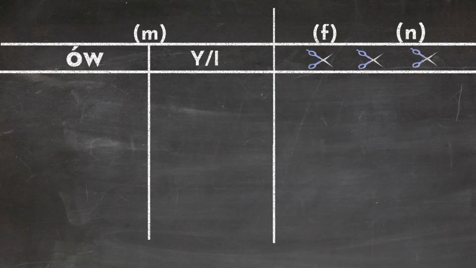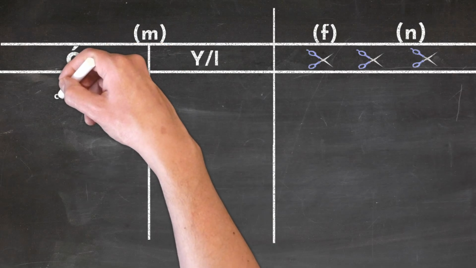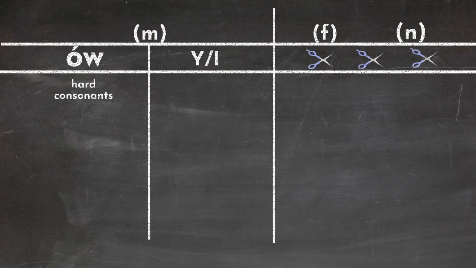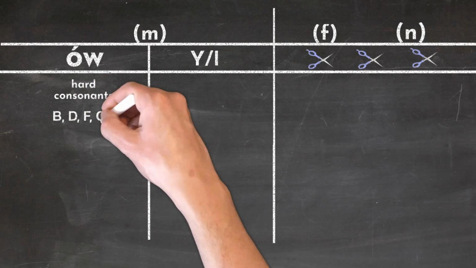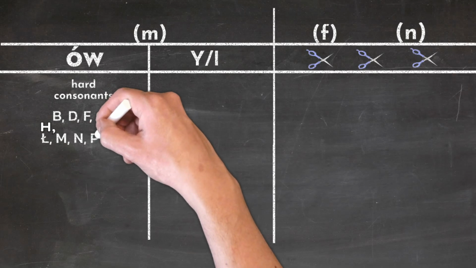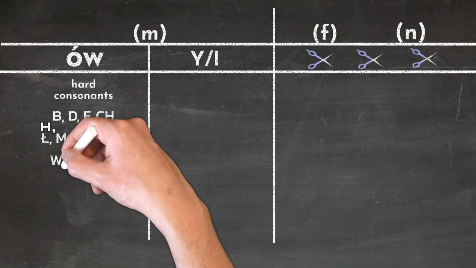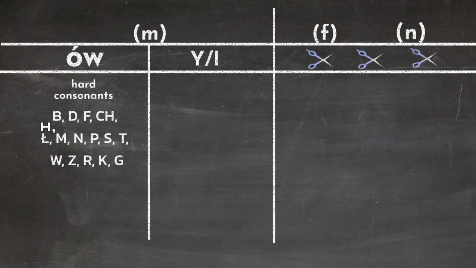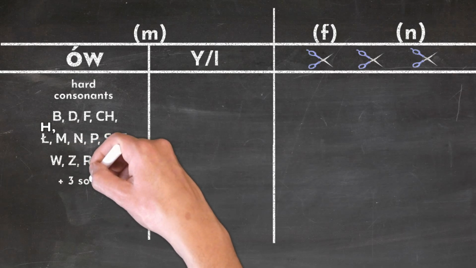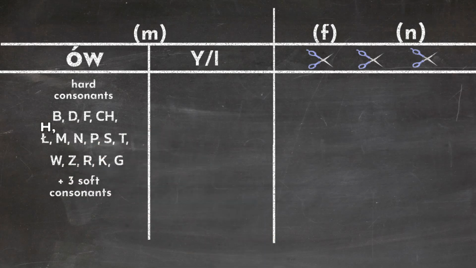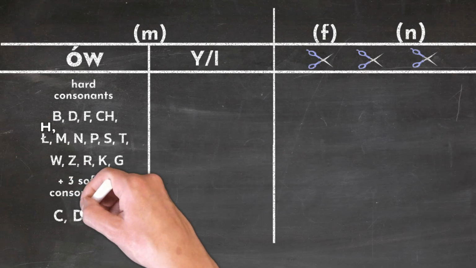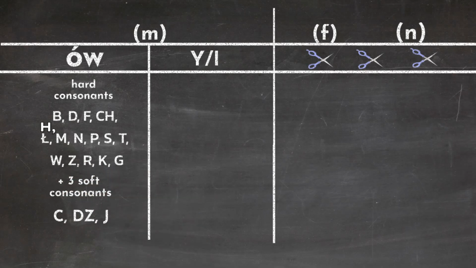If a masculine noun ends in a hard consonant, don't panic, a hard consonant is a standard looking letter, usually. So if a word ends in something ordinary, a letter without an apostrophe, such as b, d, f, h, w, m, n, p, s, t, v, z, r, k, g, plus three soft consonants, such as c, dz, and j, our masculine noun will take the ending ów.